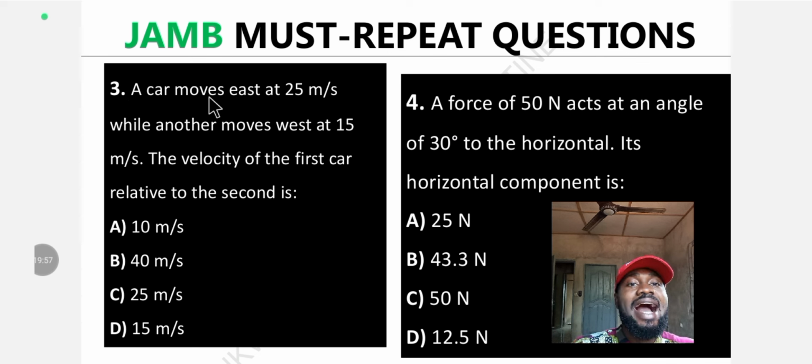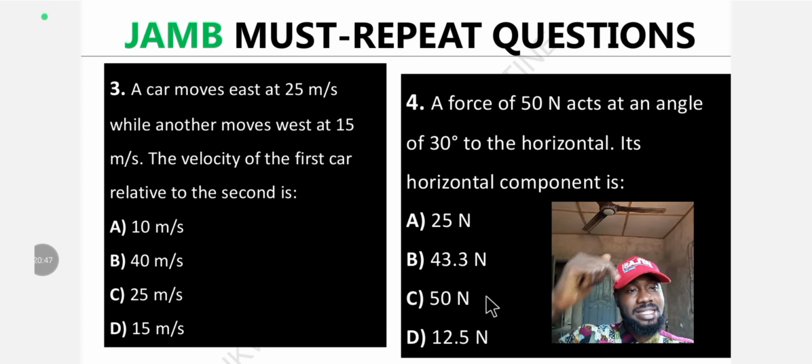Question 3. A car moves east at 25 meters per second while another moves west at 15 meters per second. The velocity of the first car relative to the second is A. 10 meters per second, B. 40 meters per second, C. 25 meters per second, D. 15 meters per second. Drop the answer in the comment section. Question 4. A force of 50 Newton acts at an angle of 30 degrees to the horizontal. Its horizontal component is A. 25 Newton, C. 50 Newton, D. 12.5 Newton. Drop the answer in the comment section.